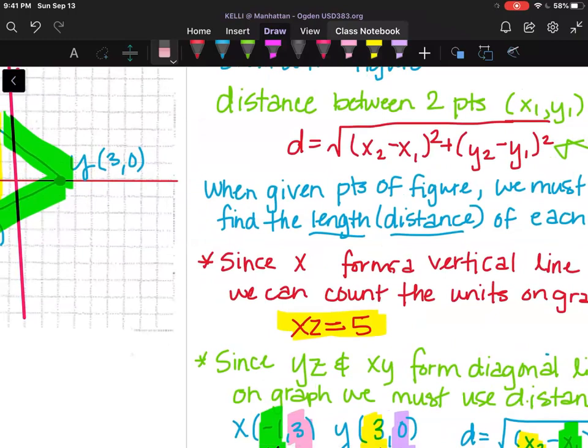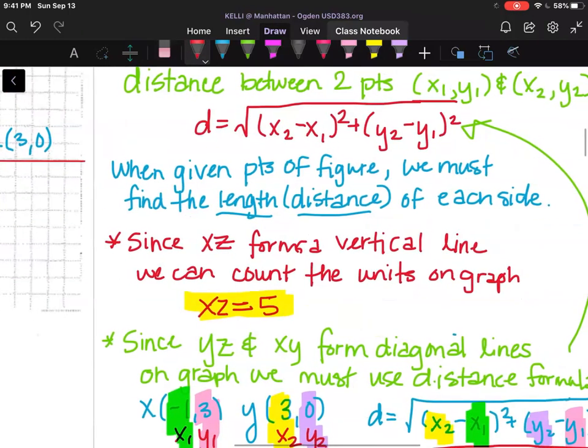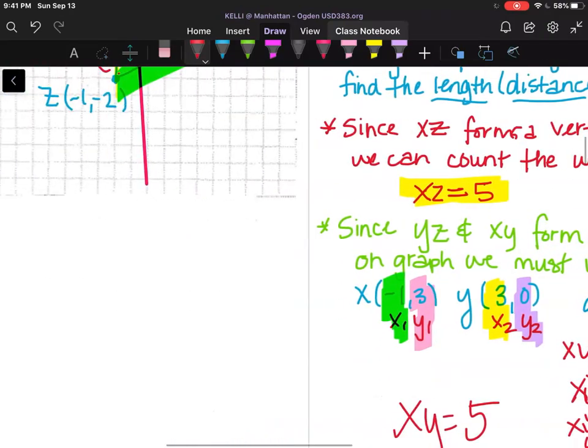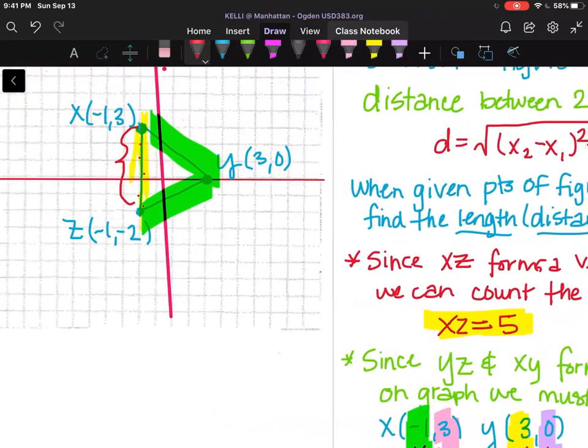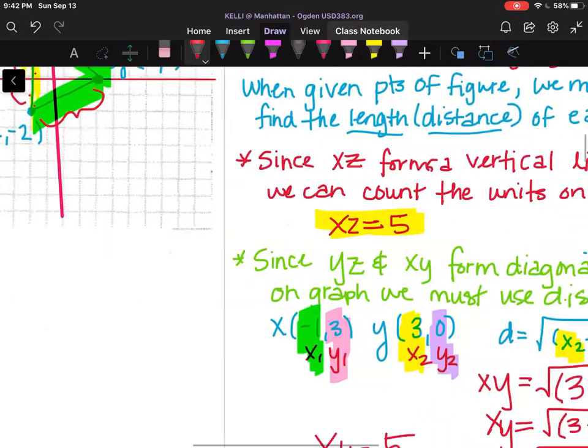So let me erase this. Wrong pen. Okay. So, we got two things that just kind of ended up that way, but this is also 5. Okay, now we got to figure out what the length of this is. This looks a little shorter. So YZ we need to figure out.